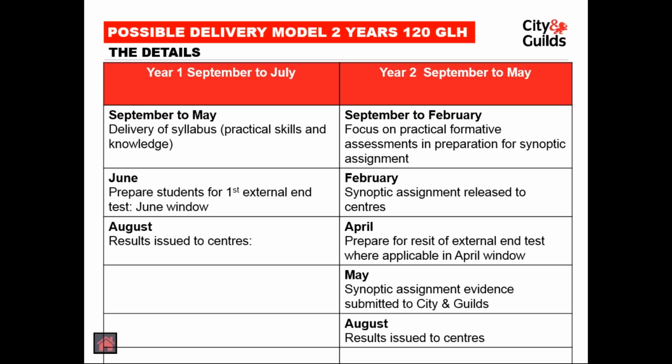In year 2, the synoptic assessment would be released to centres in February, again leaving enough time to prepare for this synoptic assessment. Evidence will be submitted in May, and the dates are again on the website. Now, if any of the learners need to resit the end test, it will be possible to enter in the April exam window for their resit. And again, results would be issued to centres by the end of May.